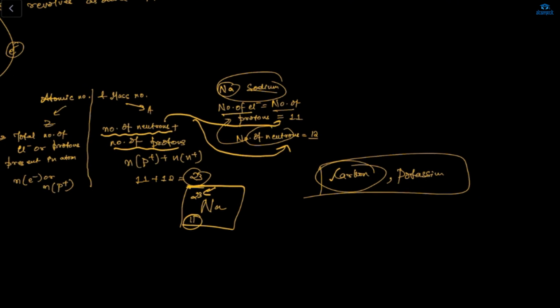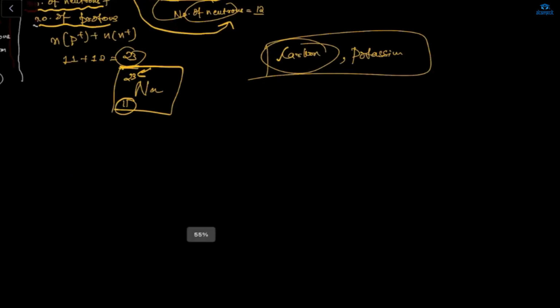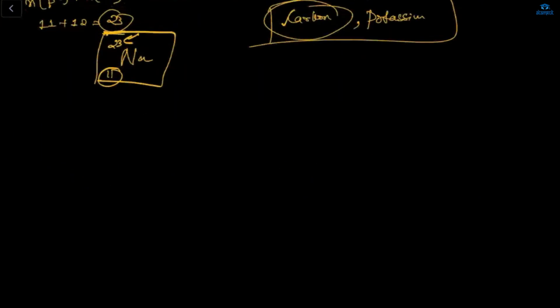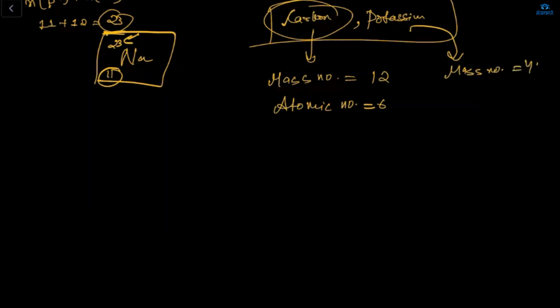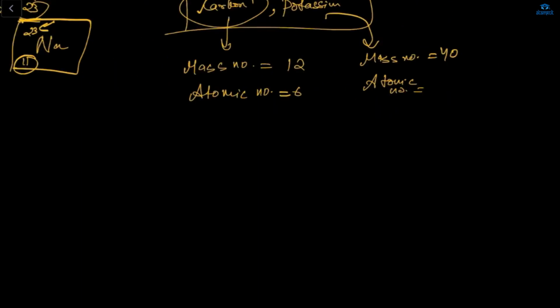So what about Razi, Advika, got it? Ma'am, for carbon the atomic number is 6 and the mass number, I'm not sure, is it 12? For carbon, your mass number is what? Ma'am, mass number is 12 and atomic number is 6. For potassium, I'm getting 40 as the mass number. And the atomic number I got is 19.